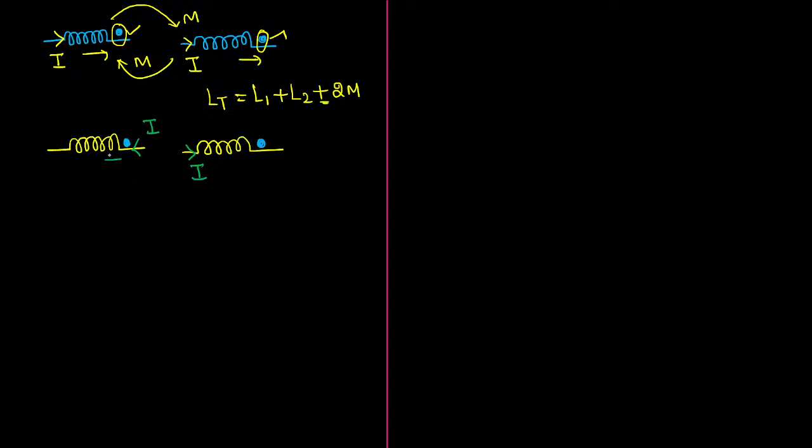Sir, current is entering into the coil, so at the entrance we kept the dot, whereas here current is leaving from the coil, so at the exit we kept the dot. So this is entrance, this is exit. When one dot is placed at the entrance and another dot is placed at the exit, definitely the resultant mutual flux will be negative. So minus 2M. Immediately you can write the overall inductance will be L1 plus L2 minus 2 times of M.